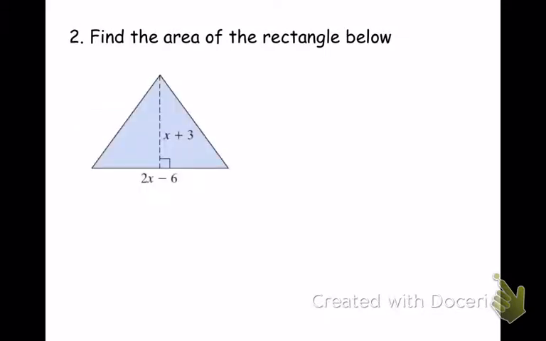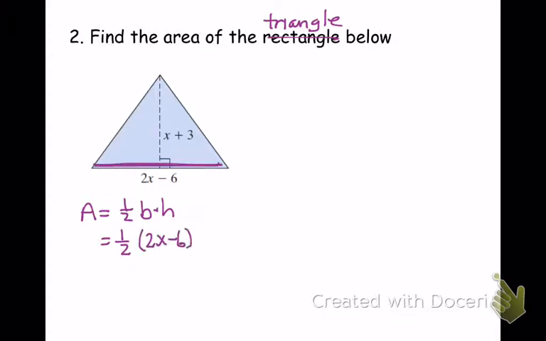All right, now we have the area of a, and again, this is not a rectangle, it's a triangle. All right, let's go ahead and find the area of the triangle. So we know that the formula is, area is base times height, but it's half of the base times height. So I'm going to put half. The base is this 2x minus 6. And the height is x plus 3.